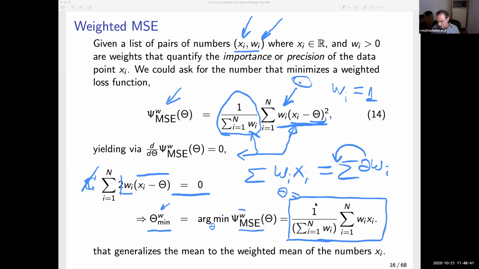And the optimal one is nothing but the sum of all wi times xi divided by the sum over all the weights. And again, if by any chance I've chosen my weights to be equal to 1, what I'm getting is the trivial average. But if the weights are more important for some rather than the others, then I'm getting this weighted mean here, and this is called weighted sum. Okay, so this is a generalization of the mean, of the weighted mean of the numbers.